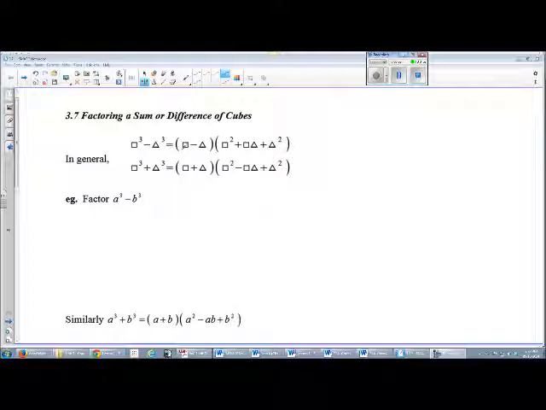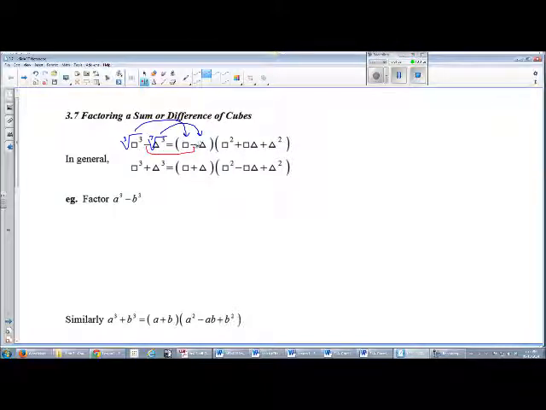We've got a short bracket and then a long bracket in both cases. In order to get the short bracket, we take the cube root of the first term and we write that result here. And we take the cube root of the second term and we write that result here. And the sign is the same as what's initially given. Okay, that's going to be the same for both of those cases.